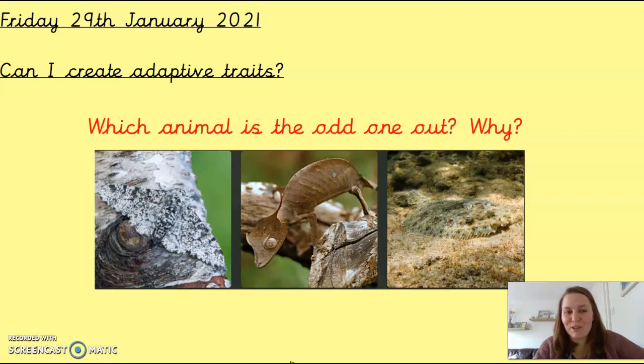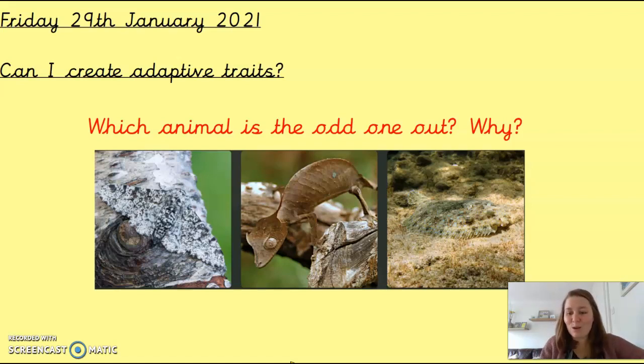Today we're going to continue looking at adaptation. In yesterday's lesson we looked at how different animals were adapted to different extreme environments like Arctic conditions and desert conditions. Today you're going to be creating some animals who are adapted to a certain place.